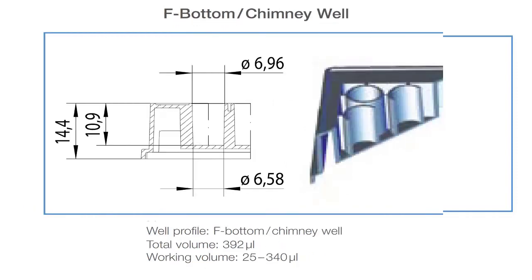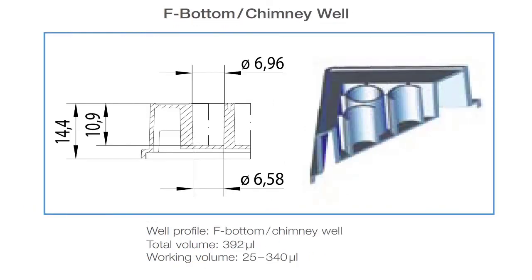The next type of 96 well plate is chimney well flat bottom plate. The chimney well cell culture microplate has the same well profile as the standard F bottom plate. The difference to the standard plate is the chimney-like arrangement of the wells, namely each well stands on its own. Therefore, the risk of contamination from sample materials being carried over is minimized. The total volume of each well equals 392 microliters and the working volume of each well equals 25 to 340 microliters.